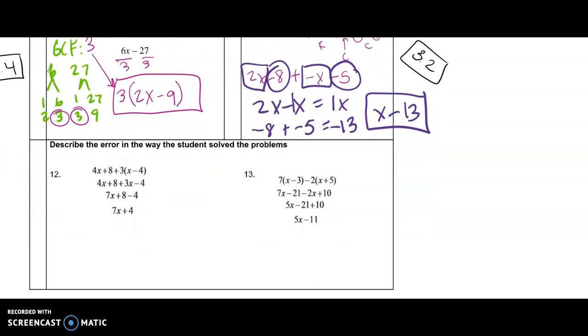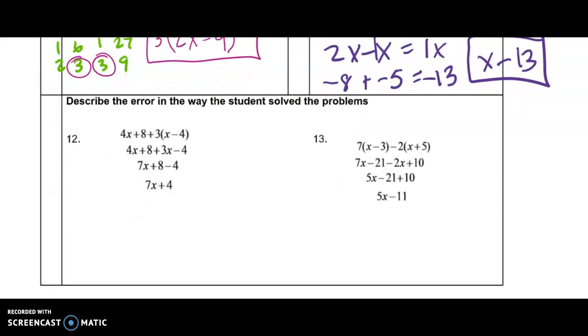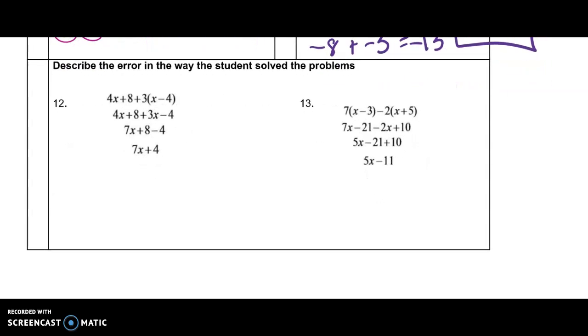For number 12 and 13, these will be on the test. There's actually only going to be one problem like this on the test. What you are doing is trying to find the mistakes. So this was a student's first step. This is their second step, their third step, and this is their answer. And so we are going to figure out where they messed up.